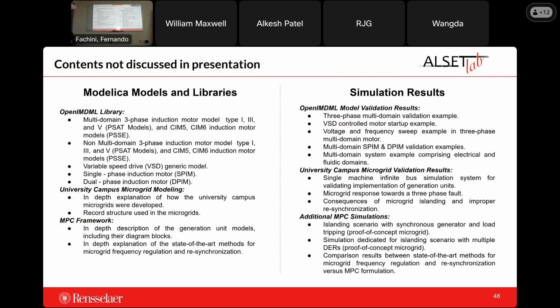On the university campus framework, I haven't described in depth how the university campuses were developed, and I didn't discuss the record structure. On the simulation results, there are multiple simulations that were conducted in order to validate, for instance, the consequences of microgrid islanding and improper resynchronization. And on the MPC framework, there is an in-depth description of the generation unit models that are used, and an in-depth explanation of the state-of-the-art methods for microgrid frequency regulation and synchronization, which I found and compared against MPC. Those were also not presented here, and the results were also not shown.